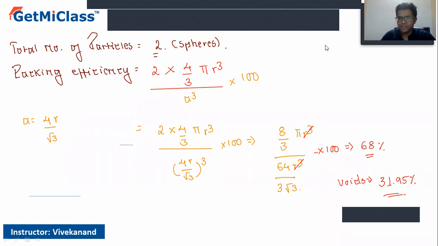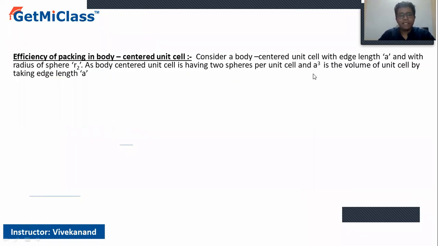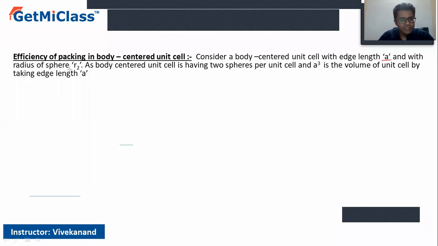So let's check all of these. The packing efficiency in the body-centered unit cell: let's consider a body-centered unit cell with the edge length as A and the radius of the sphere as R. As a body-centered unit cell, it will have 2 spheres. We have seen the contributions. Therefore, A cube becomes the volume of the unit cell, taking the edge length as A.